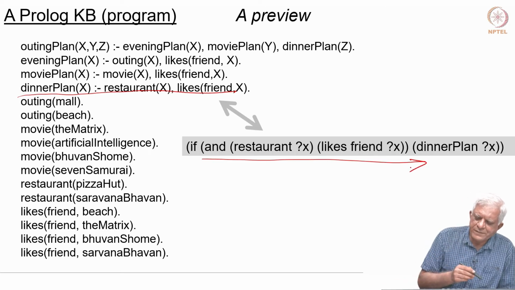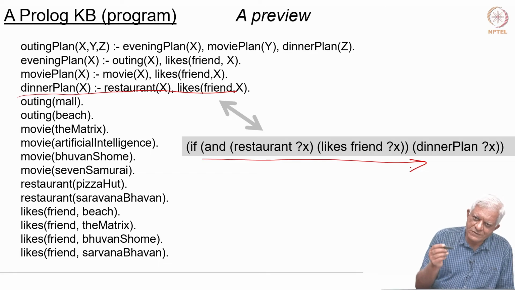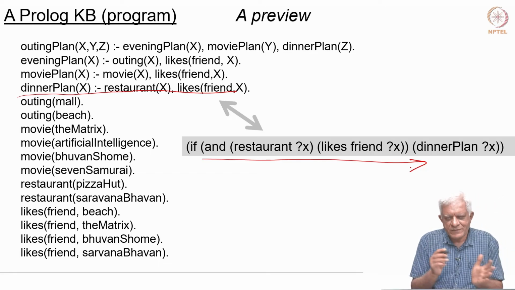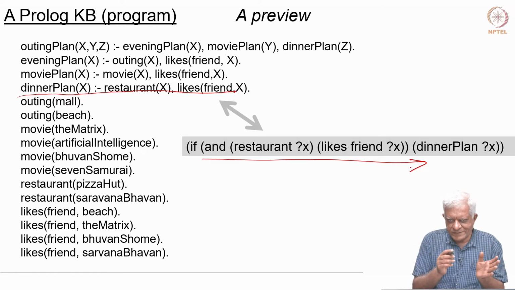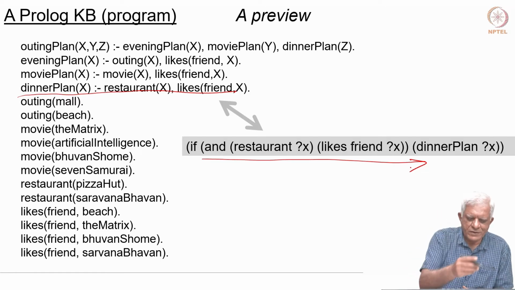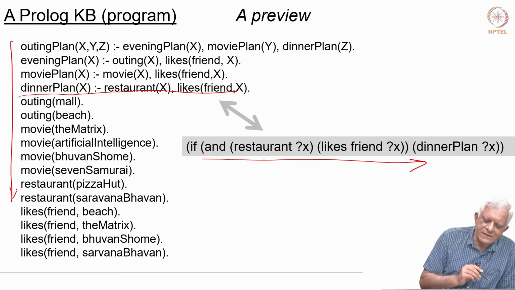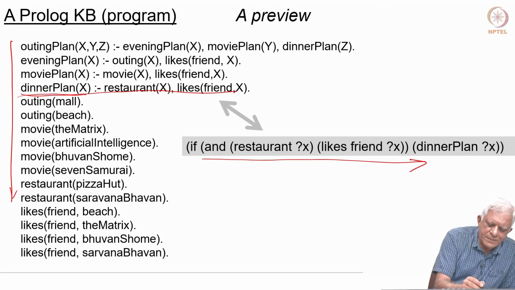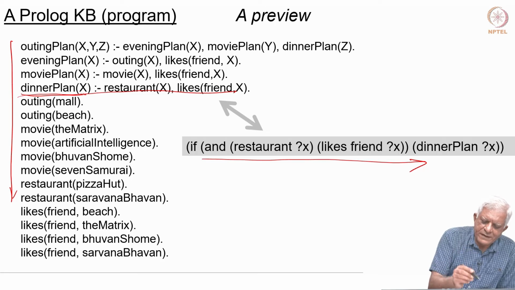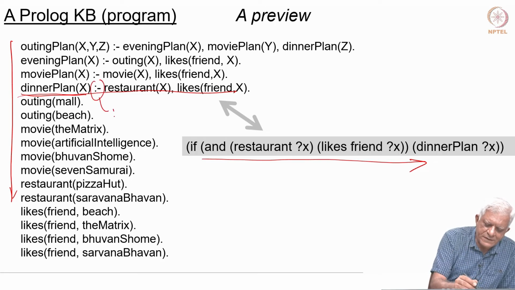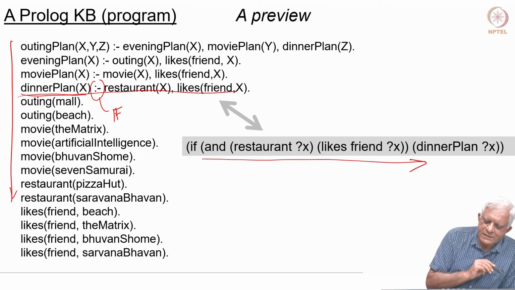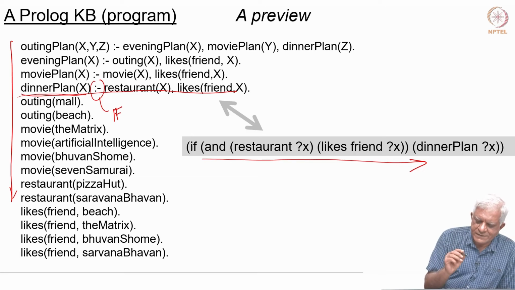In Prolog, because it is goal directed, because it is backward chaining, because you are searching from goal to facts, we write the goal first and we write the facts after that, because matching can be done as you go down the file essentially. So, you write dinner plan first, and this sign can be read as if. X is a dinner plan if X is a restaurant and your friend likes X.